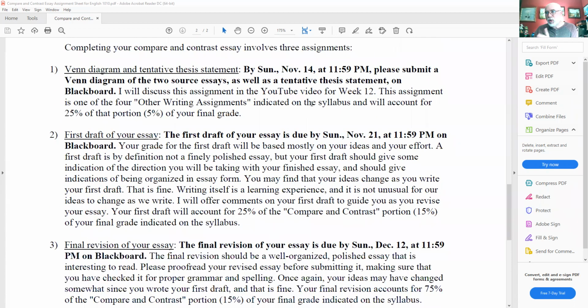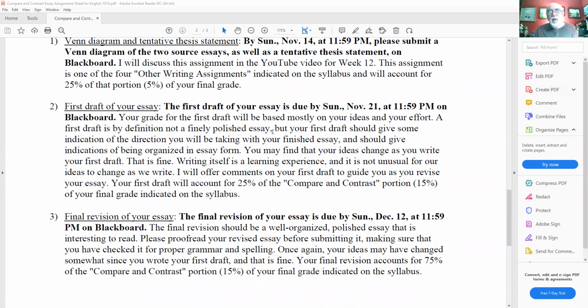The first one, as I showed you on Blackboard, is the Venn diagram and tentative thesis statement. I want that Sunday the 14th. And I will be discussing that in a couple of minutes. In the first draft, all the instructions here are basically the same as they were for the argumentative essay. First draft, November 21st. Final revision, December 12th. The same thing.